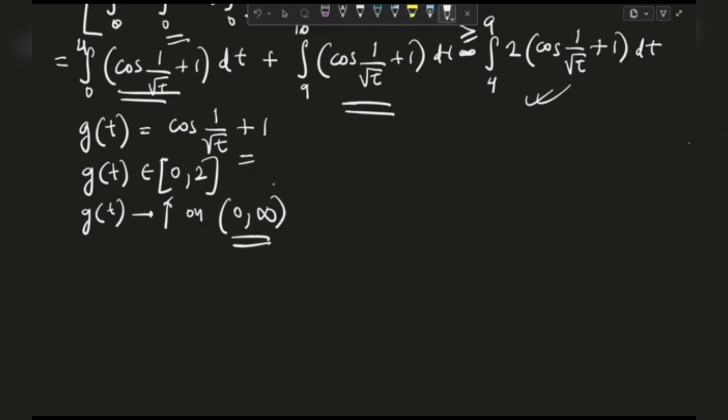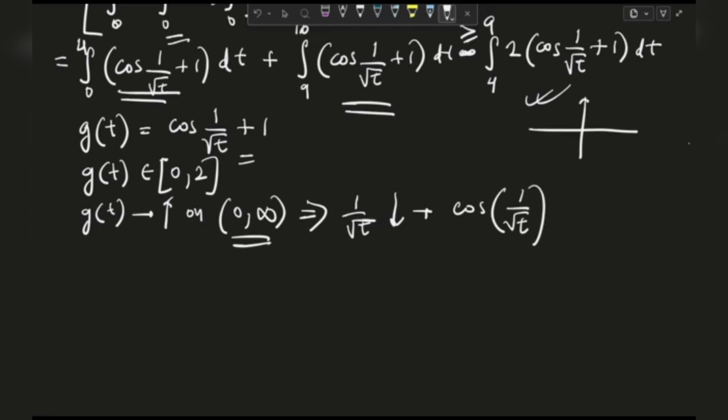So if g of t is increasing on 0 to infinity, basically what we can conclude is, for cosine 1 by root t, 1 by root t will be obviously decreasing. If 1 by root t decreases, then only this thing will increase. So if we take cosine 1 by root t, as you guys know, such functions usually start oscillating when they reach the origin. I have explained this in one of my previous videos also, uploaded on my channel.